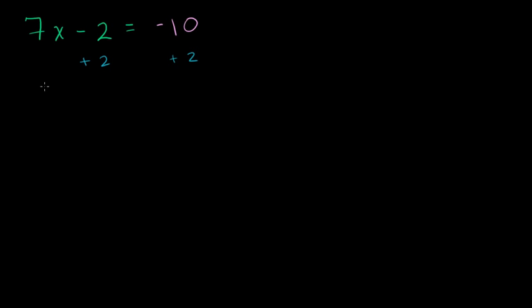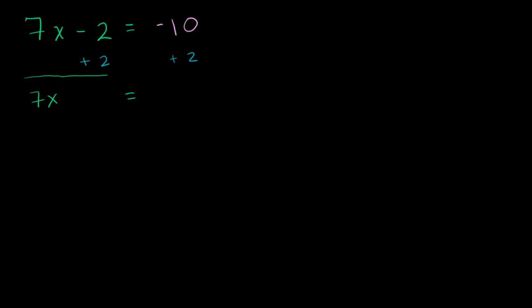So what is the new left-hand side going to be equal to? So we have 7x. Negative 2 plus 2 is just 0. I could write plus 0, or I could just write nothing there, and I'll just write nothing. So we get 7x is equal to, now what's negative 10 plus 2? And this is a little bit of review of adding and subtracting negative numbers.